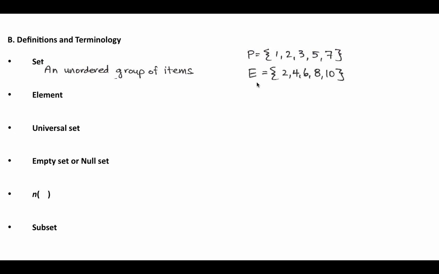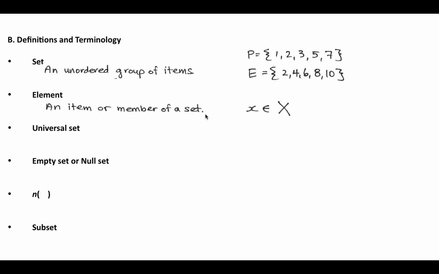Here's another set, the set of even numbers between 1 and 10, which would include 2, 4, 6, 8, and 10. Again, the order wouldn't matter. It's just the fact that these are the even numbers between 1 and 10, and they fit this description. Carrying on, an element follows directly from what a set is. An element is an item or a member of a set. A member of the even numbers between 1 and 10 is 6.